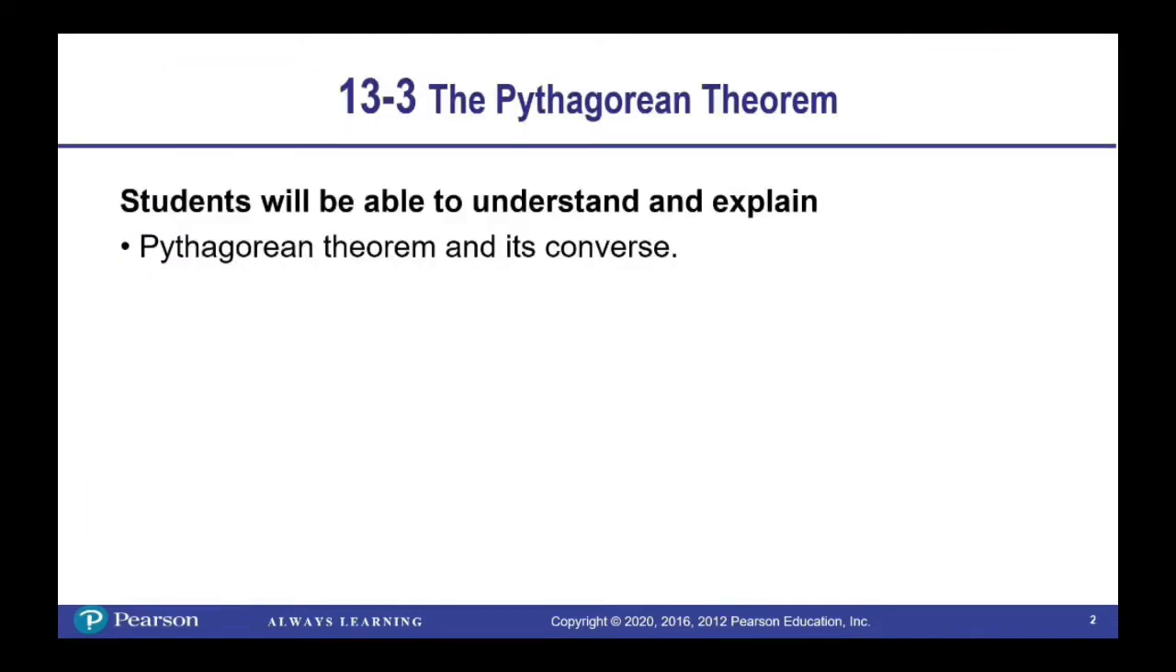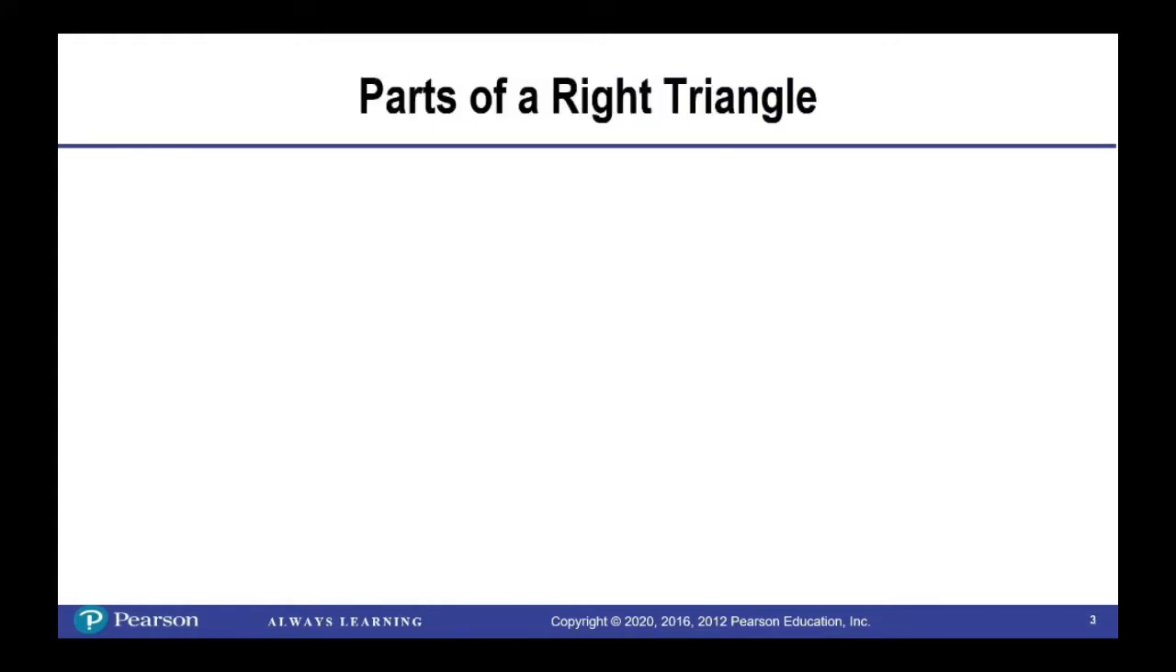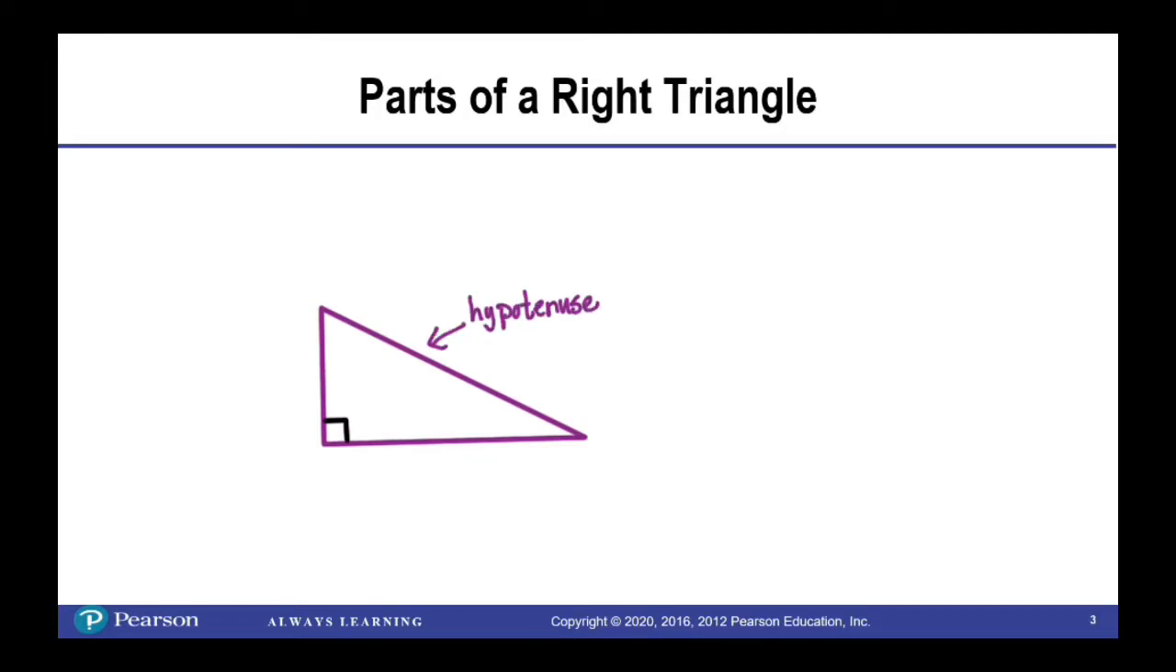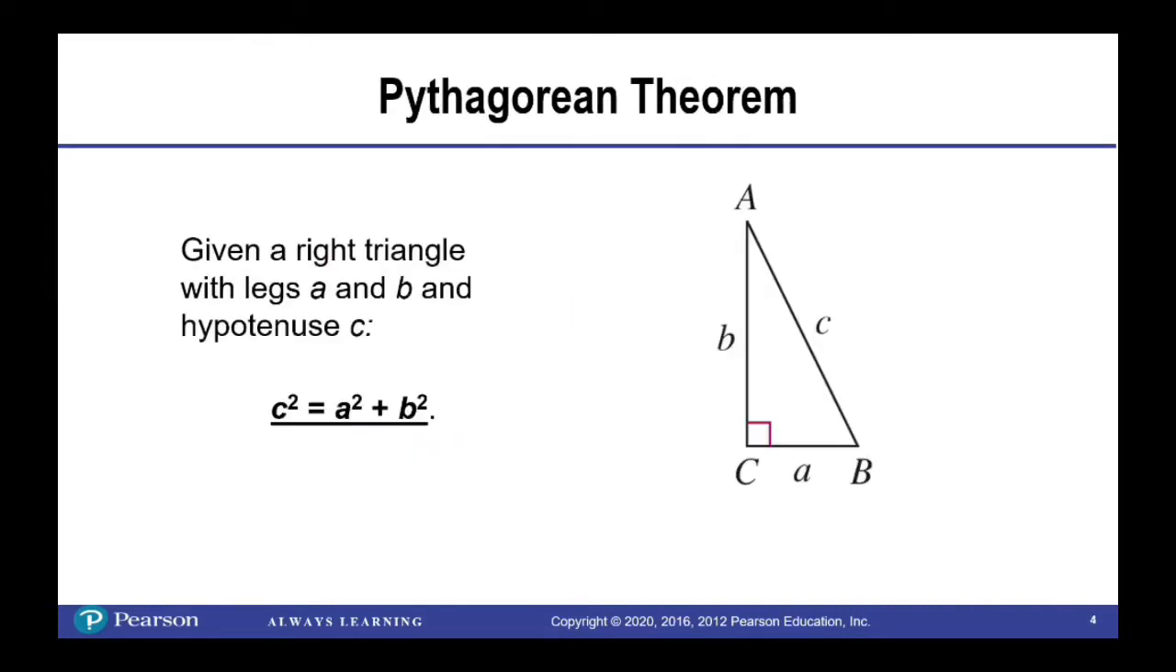So let's get started. First, let's think about the parts of a right triangle. Draw a right triangle. The hypotenuse is the side across from the right angle. The other two sides of the right triangle are called legs. The Pythagorean Theorem tells us that a squared plus b squared equals c squared, where a and b are legs of the right triangle and c is the hypotenuse of the right triangle.